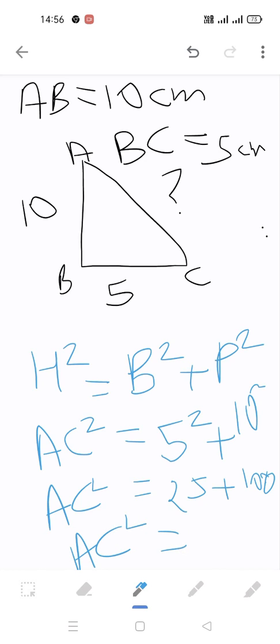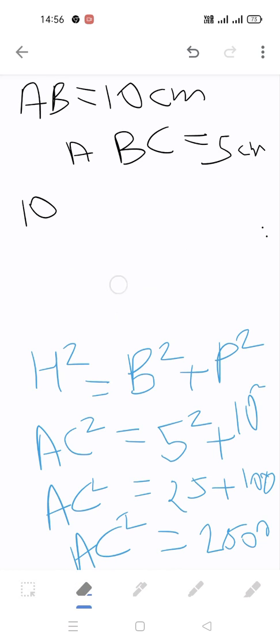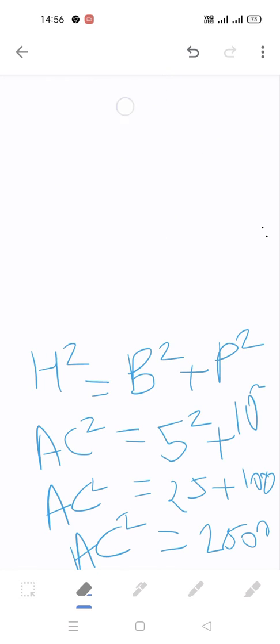AC square will be, this will be 2500. Okay, and I'm going to do it here. Let me erase it all, and I'm going to do it here. The further, so it is 250. Okay, AC will be 250.